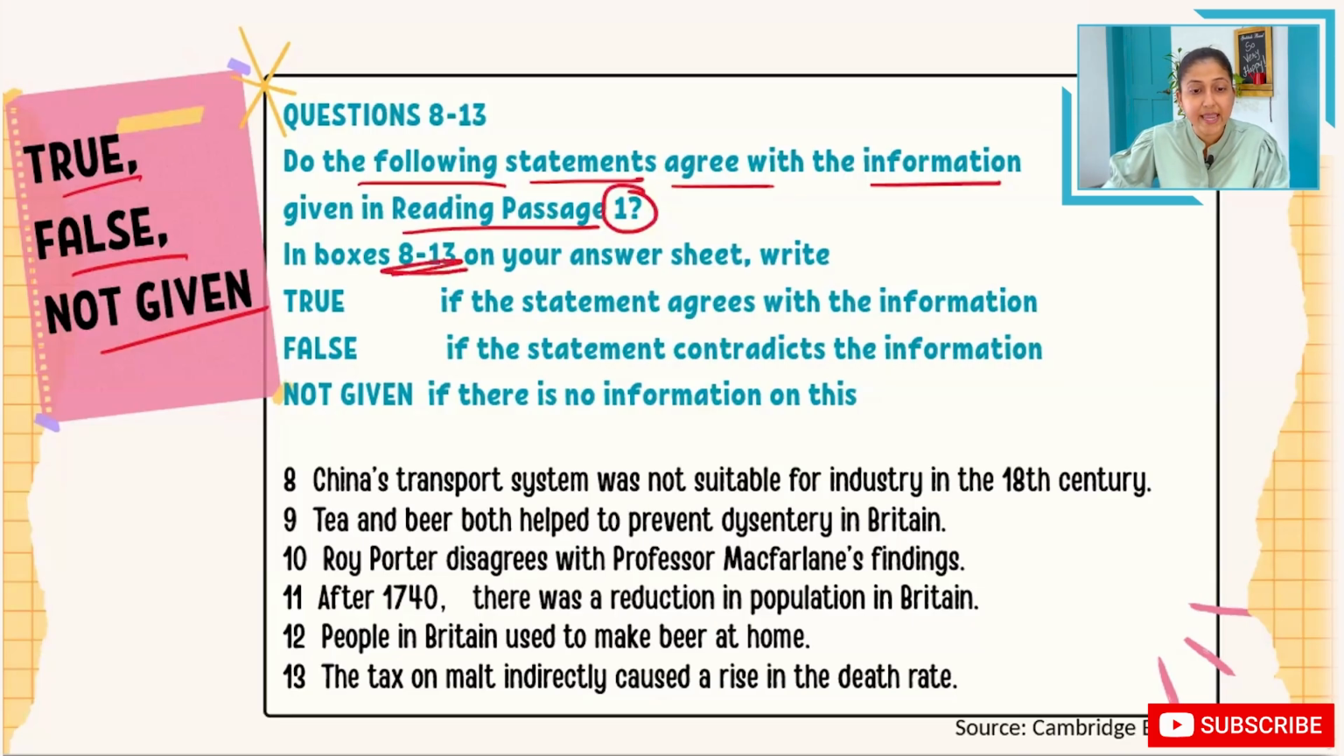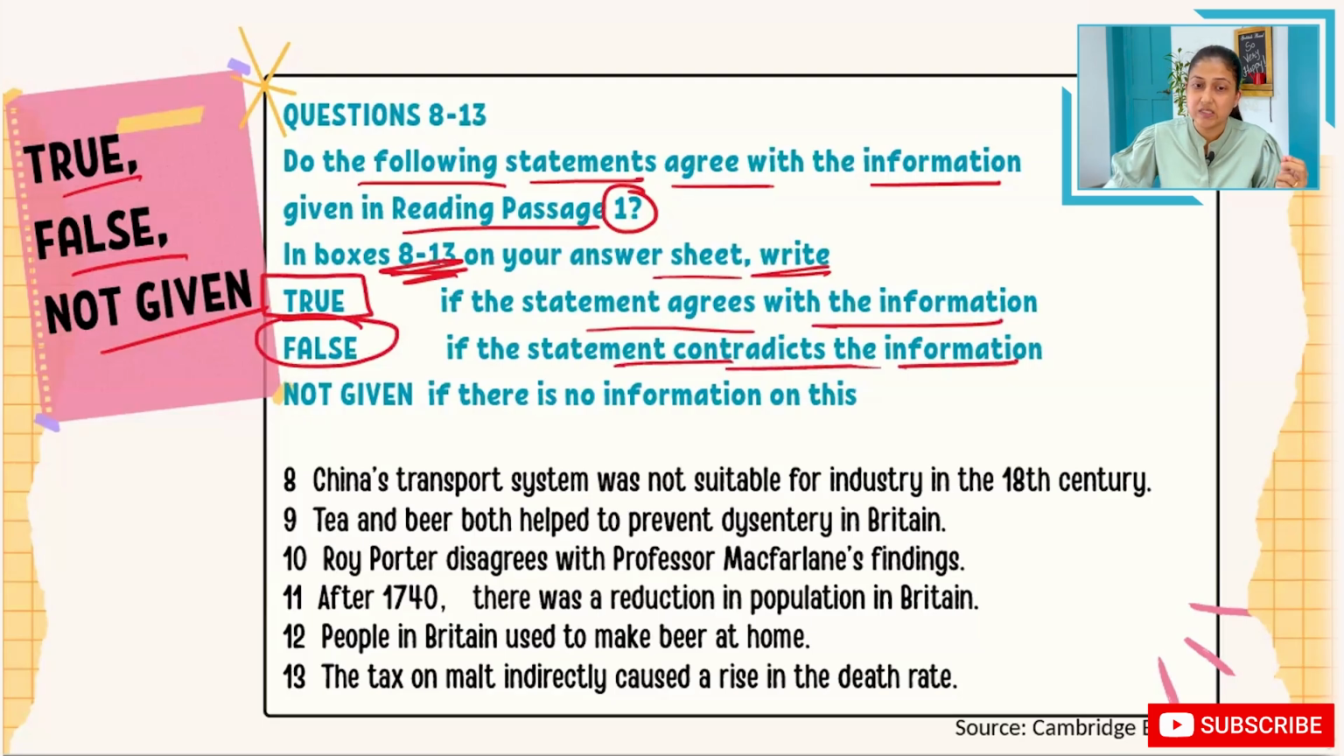In boxes 8 to 13 on your answer sheet, you have to write true. This is what you have to write. T-R-U-E, true. When will you write true? If the statement agrees with the information. You have to write false, F-A-L-S-E. When would you write this? When the statement contradicts the information, and you will write not given if there is no information on this.